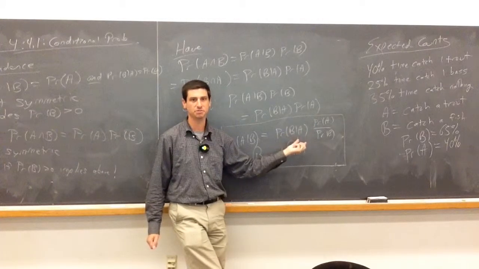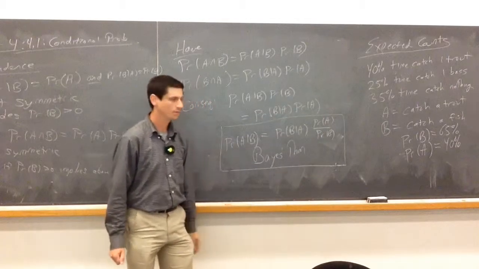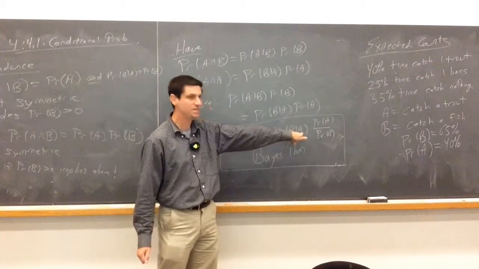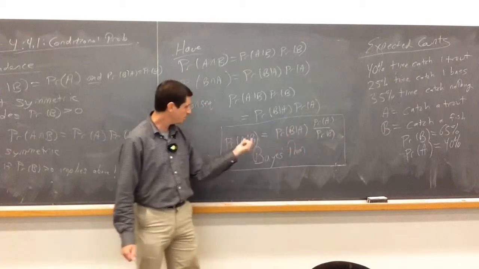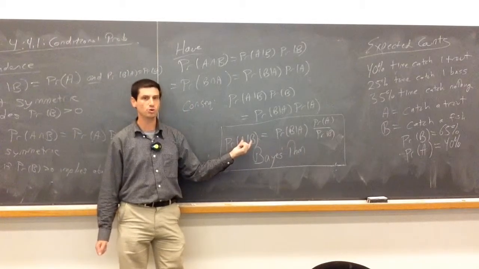We could use Bayes' theorem. We don't have to go through the whole thing, because the probability of B given A is easy. What about the probability of A given B? That was more work.